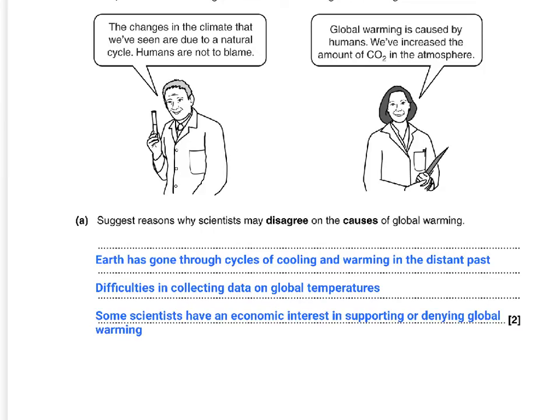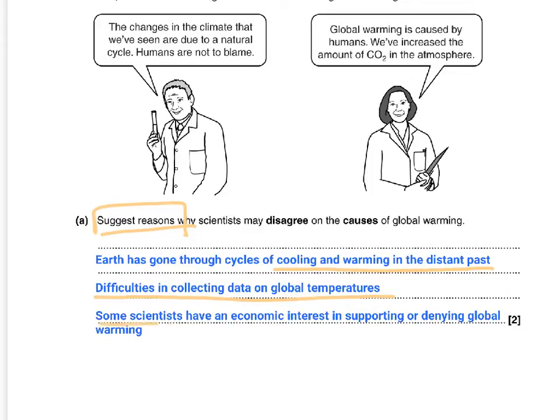Part A goes on to suggest reasons why scientists may disagree on the causes of global warming. So suggest reasons. Well, basically, there's evidence in the records that the Earth has gone through cycles of cooling and warming in the distant past. So maybe this current cycle is just a part of the natural process. There are also difficulties in collecting data on global temperatures. It's quite difficult to do, so that will lend some doubt to the argument.